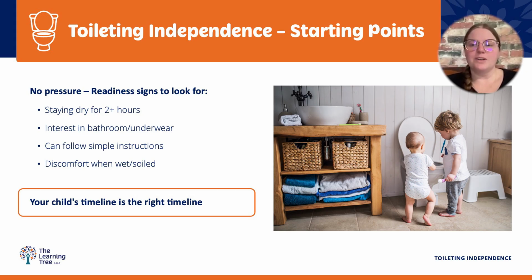So first, we want to look out for some no pressure readiness signs. These are things that will start showing that your child is ready for toilet training. We want to look for children that are staying dry for approximately 2 hours. Maybe they're showing some interest in the bathroom and in underwear. They can follow simple instructions, and they start showing signs of discomfort when wet and soiled. And as always, your child's timeline is the right timeline. We want to make sure that they are able to stay dry, able to follow these simple directions, and not pressuring them before they're ready.